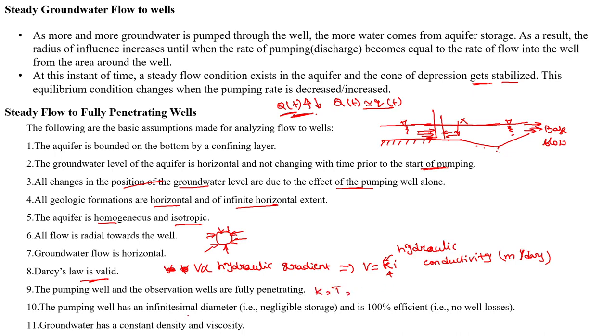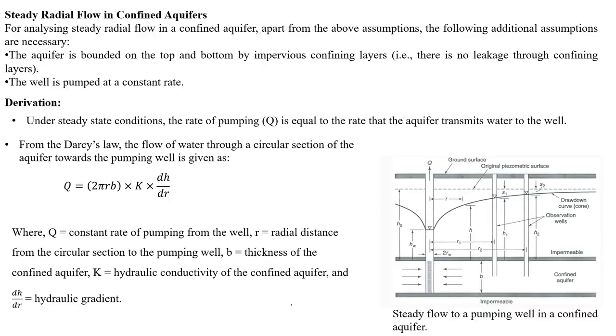By using those relations, we calculate K, the transmissibility T, and other values. The pumping well has an infinitesimal diameter, which means negligible storage and 100% efficiency. It means that the radius of the well, r_w, is much smaller compared to the radius of influence. And groundwater has a constant density and viscosity. Now let's see one specific case.